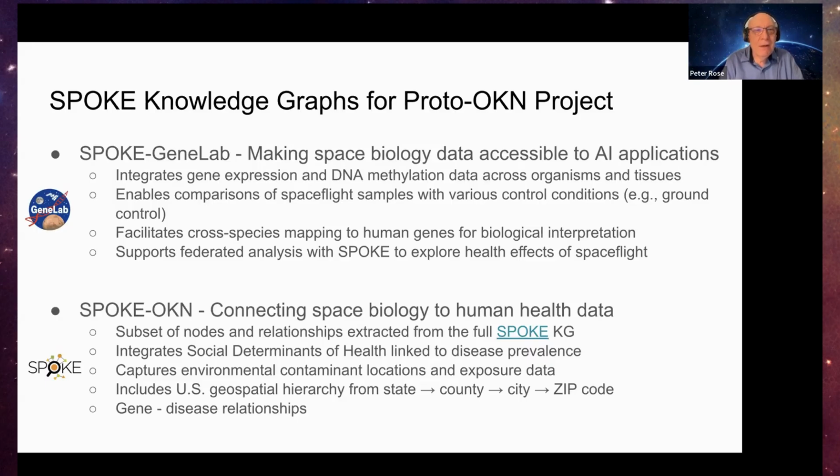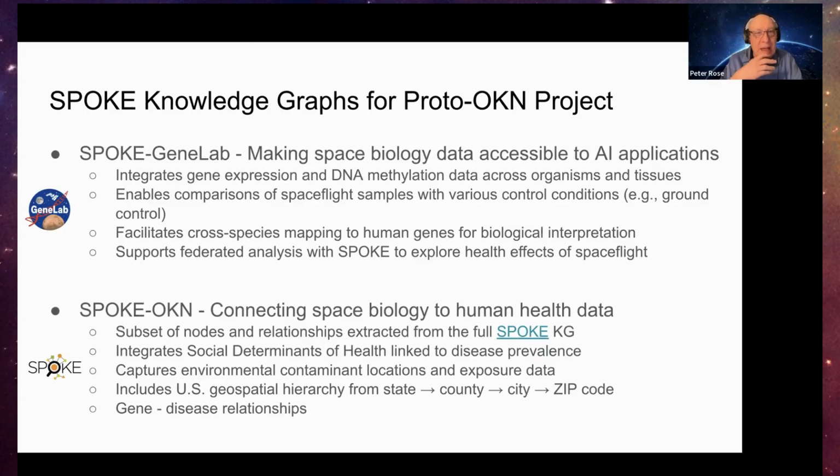So that Spoke GeneLab Knowledge Graph currently has two types of data, gene expression data and DNA methylation data, also called epigenomics data. And that's available across multiple organisms and tissues. Those are mostly experiments done on the International Space Station. One thing GeneLab enables is a comparison between spaceflight samples and control samples like ground control.